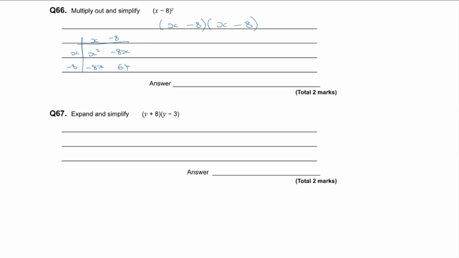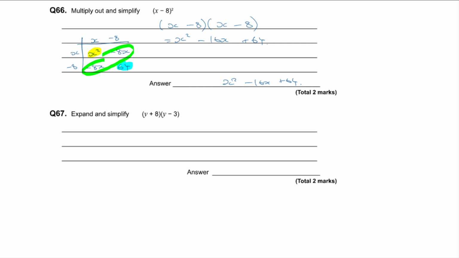Okay? Now in my grid, I've got three types of things. I've got a term in x squared, so that goes at the beginning, x squared. I've got two terms in x. I've got minus 8x and minus 8x. Add those together, that is minus 16x. And then finally, I've got the 64 at the end, plus 64. And that's my expanded form there: x squared minus 16x plus 64.